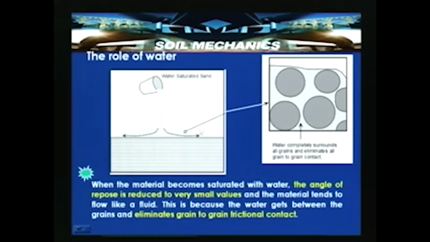Similarly, when the material becomes saturated with water, the angle of repose is reduced to very, very small values. Here you can see the angle of repose is reduced, and the water occupies the space between the grains and the grain contact is lost. So the frictional angles are reduced to very low values, and the material tends to flow like a liquid. This is because the water gets between the grains and eliminates the grain to grain frictional contact. When this happens, it starts flowing.